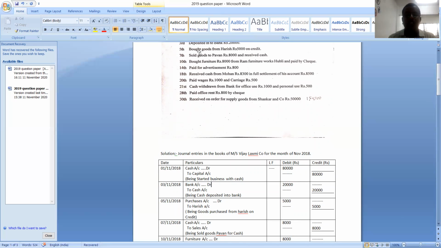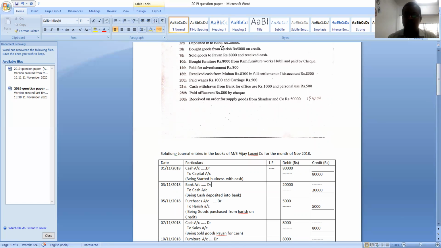That is, bought goods from Harish rupees 5,000 on credit. What is the transaction? Bought goods from Harish rupees 5,000 on credit. So here bought goods is nothing but purchased goods. So one is which account? Purchases account. From whom? From Harish. Understood? Here it is clearly given on credit.